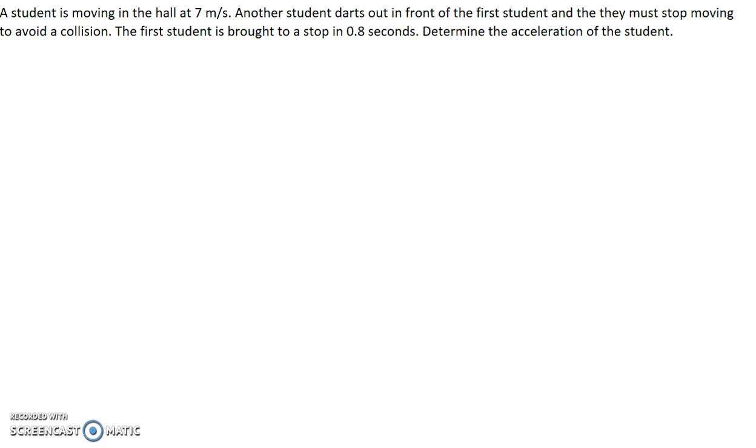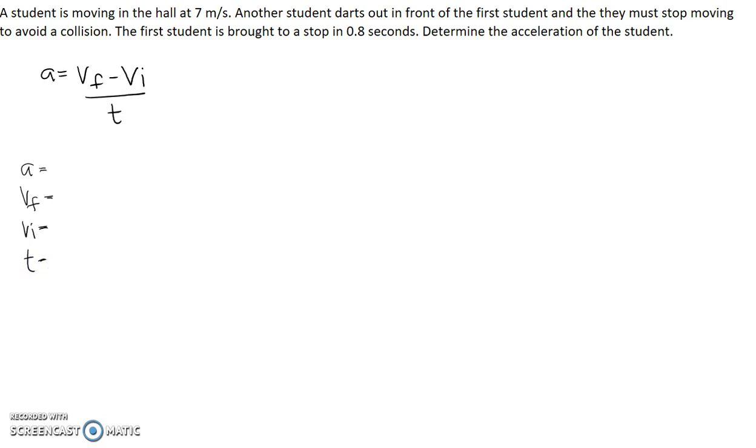So for this problem, we need to use our acceleration equation, which is a equals Vf minus Vi over t. And so let's list our variables down the side. We have a for acceleration, Vf for final velocity, Vi for initial velocity, and t for time.